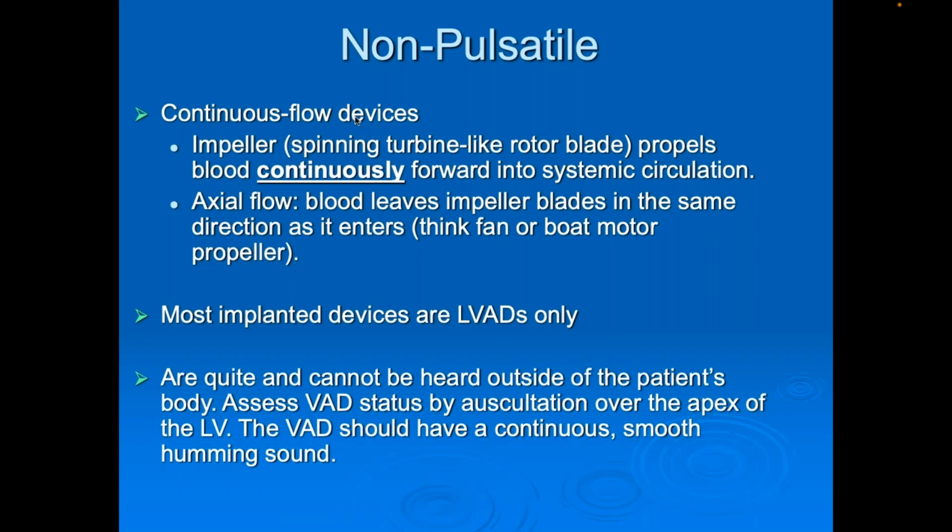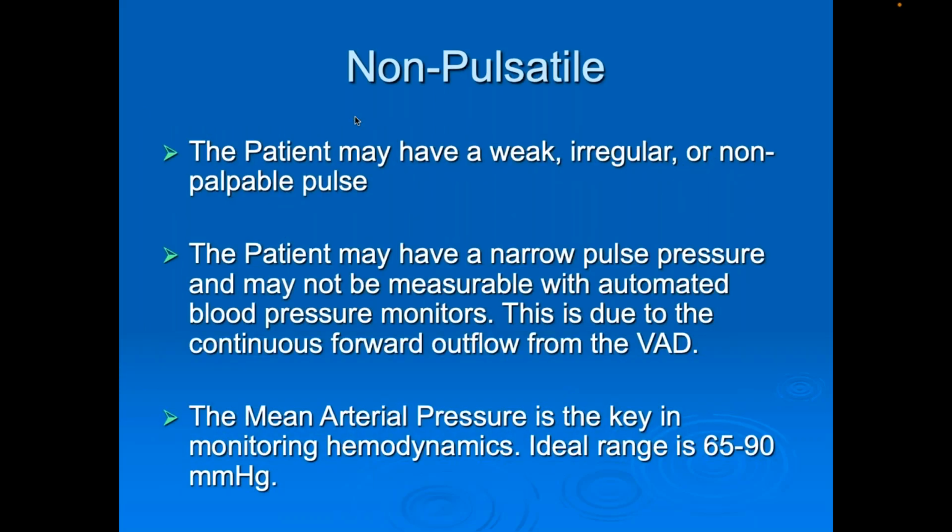To assess VAD status by auscultation over the apex of the left ventricle, the VAD should have a continuous smooth humming sound. That is the impeller continuously spinning. The patient may have a weak, irregular, or non-palpable pulse with non-pulsatile flow devices. The patient may have a narrow pulse pressure. Therefore, you would see a blood pressure with systolic and diastolic numbers very close together.